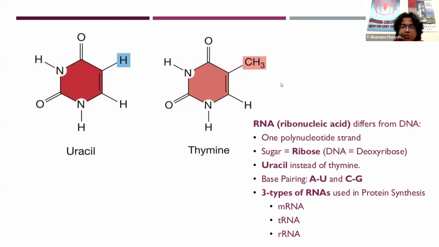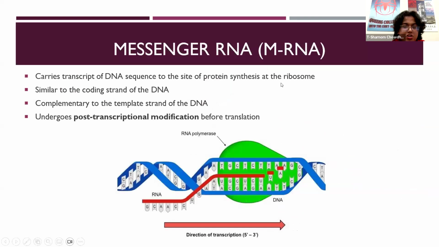All right, so messenger RNA. The point of messenger RNA is that it carries the transcript of the DNA sequence to the site of protein synthesis at the ribosome. It's similar to the coding strand of the DNA, but it's complementary to the template strand of the DNA. So RNA is going to be the same exact thing as your coding strand, except T is replaced with U, but obviously it's complementary to the template strand. And it does undergo post-transcriptional modification before translation.